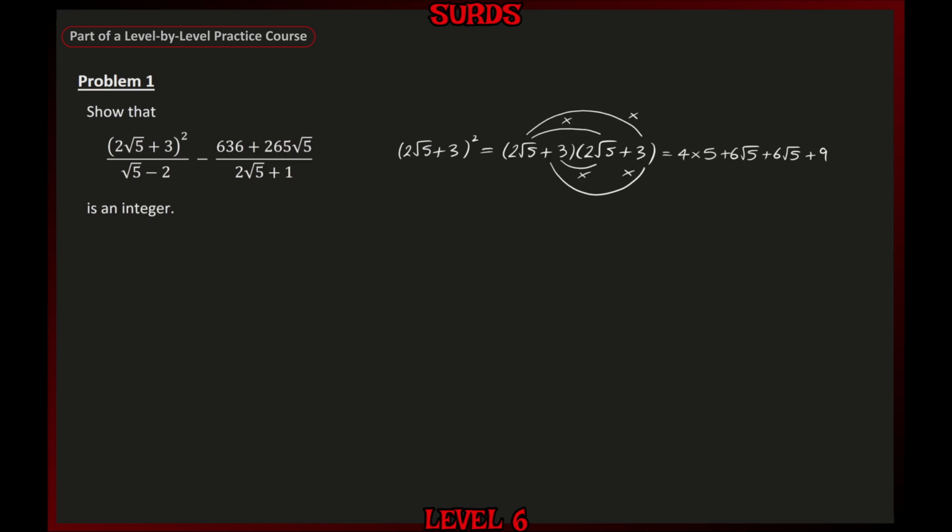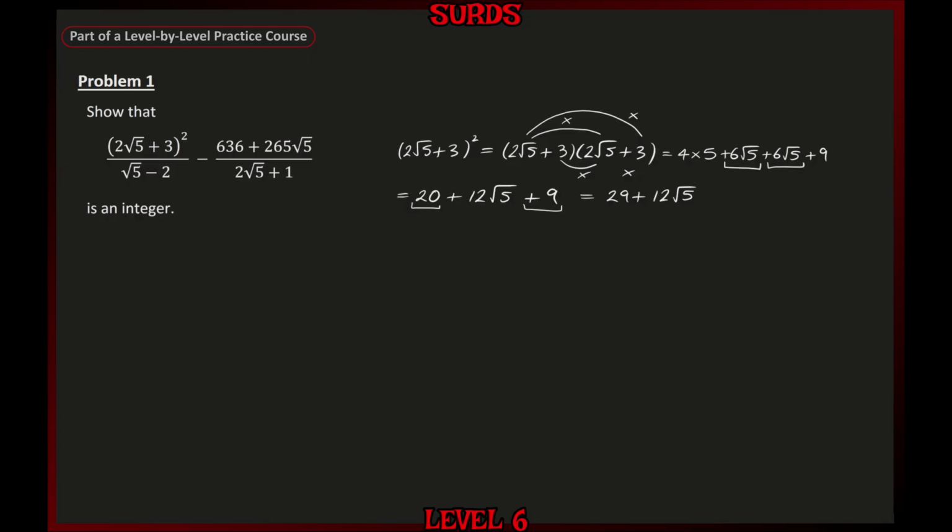And we can now simplify this because 4 times 5 is 20. We can collect together the plus 6 root 5 and the plus 6 root 5 to give us plus 12 root 5. And we still have a plus 9 on the end. And we can finish simplifying by collecting together the 20 and the plus 9. So we have 29 plus 12 root 5. And this is the numerator of the first fraction.